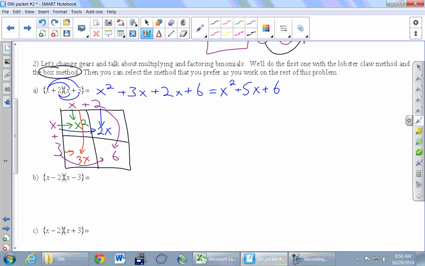You guys recognize the acronym FOIL? First, outer, inner, last. I'm not a fan of FOIL, so I'm going to try to avoid using that word as much as I can. But if you like FOIL and you're comfortable with it, then do that. You'll get the same answer as we have here.